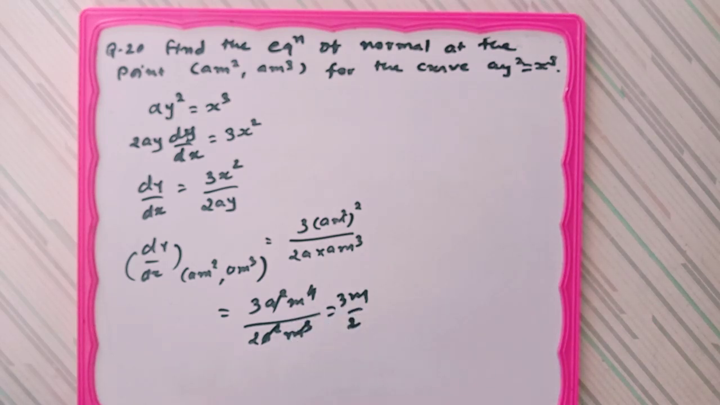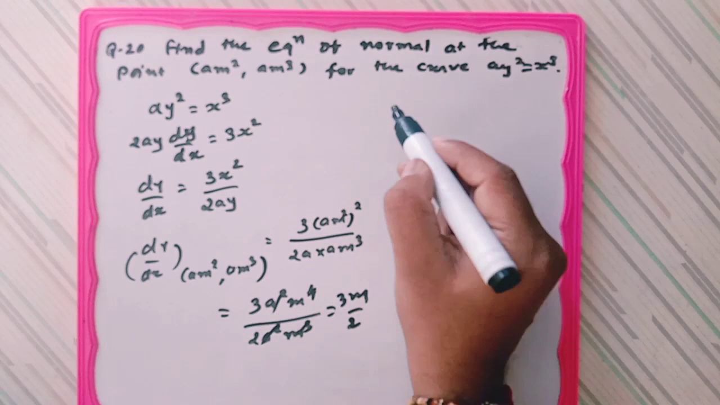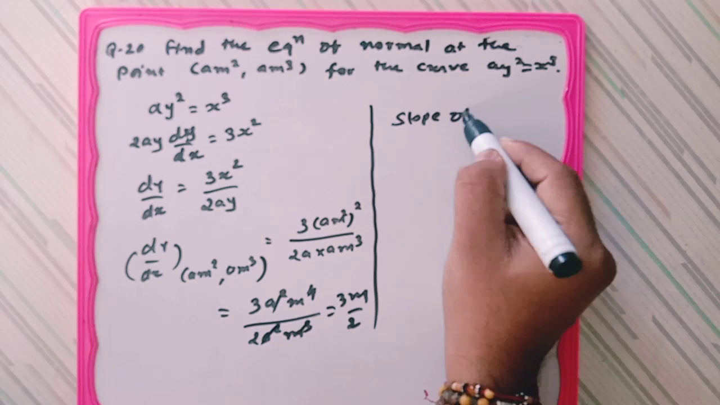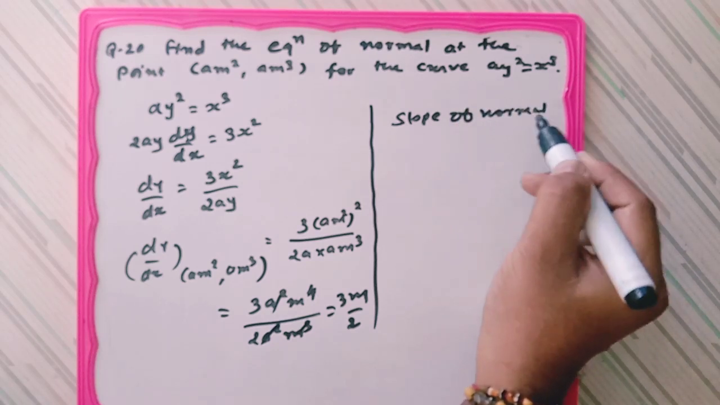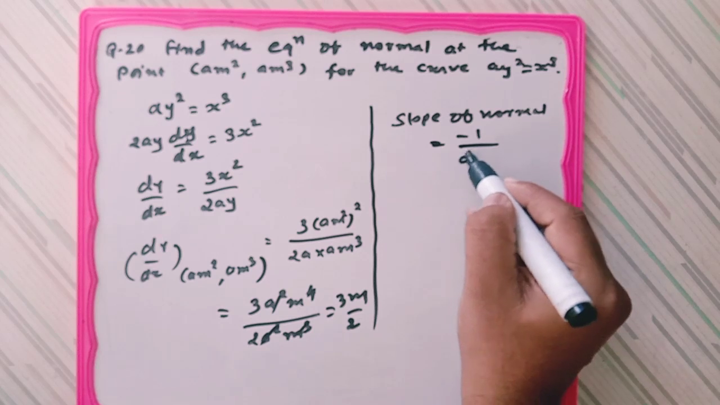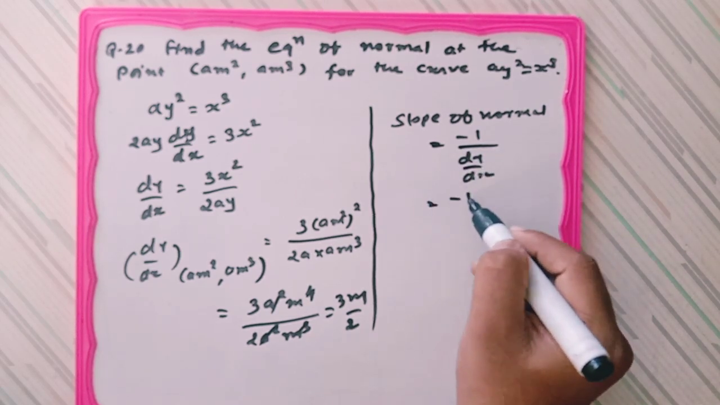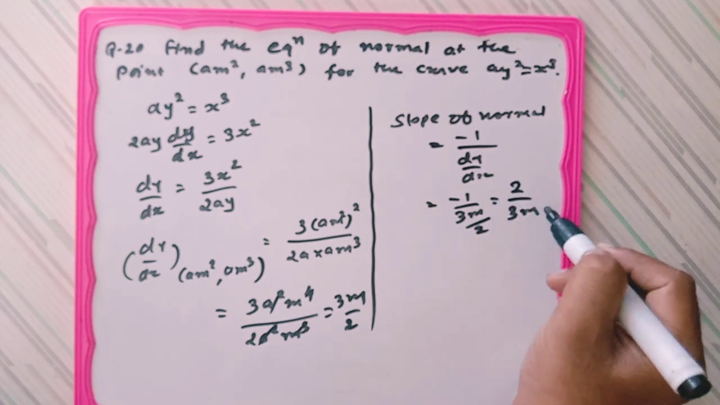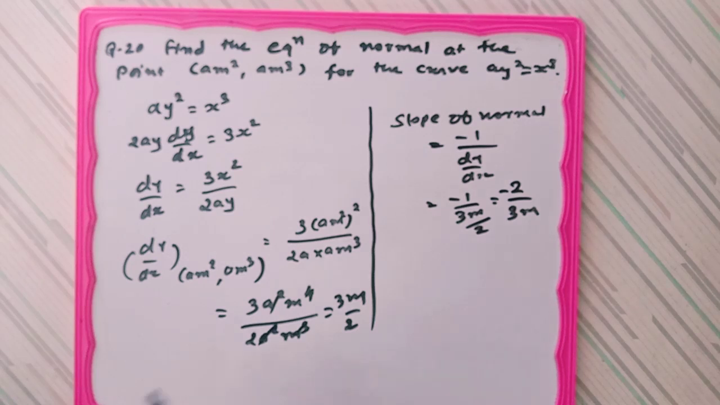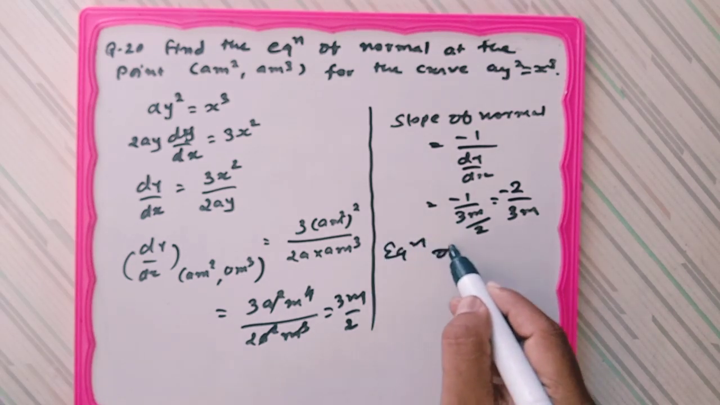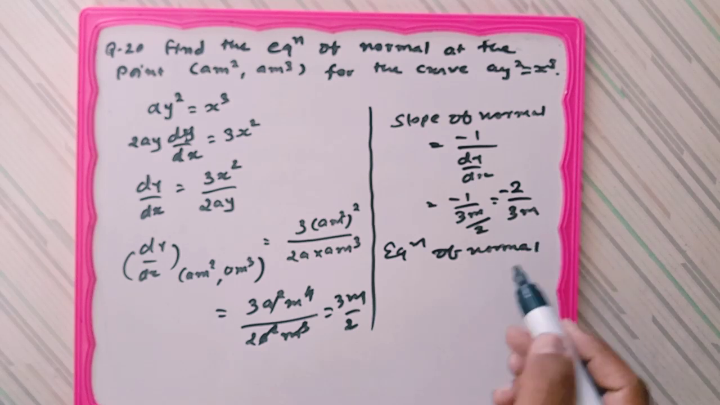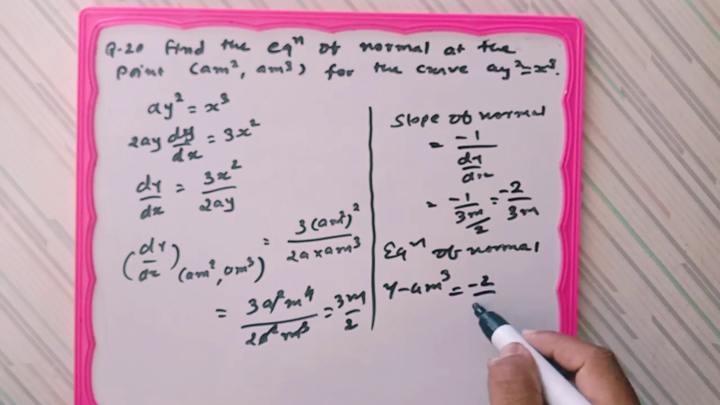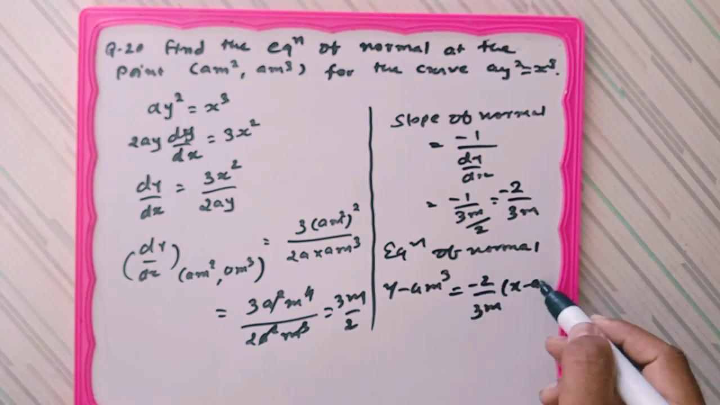But this is the slope of the tangent, we require the slope of the normal, and so the slope of the normal will be minus 1 upon the slope of the tangent, so minus 1 upon 3m by 2, and so it is minus 2 by 3m. And so the equation of the normal is y minus am³ equals minus 2 by 3m into (x minus am²).